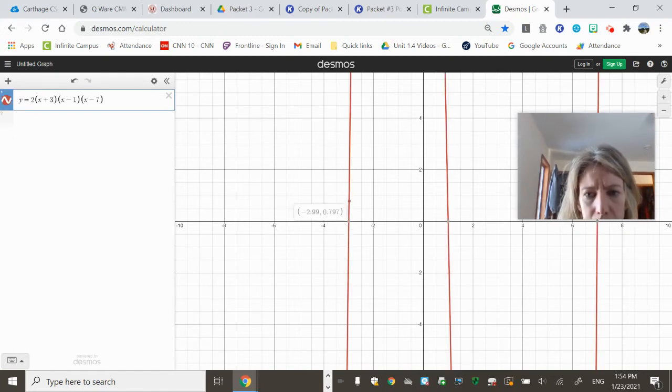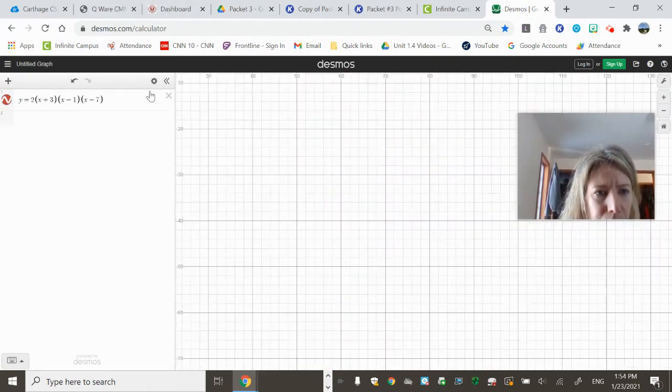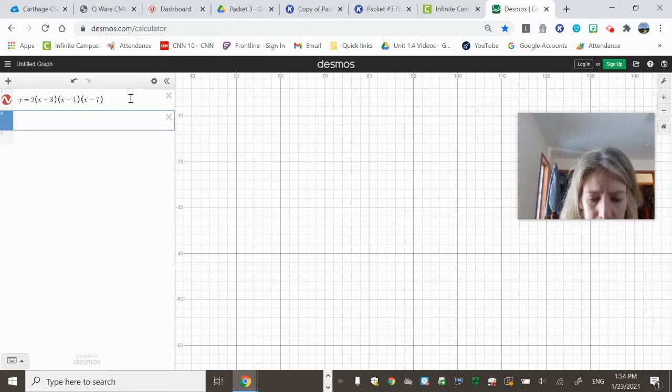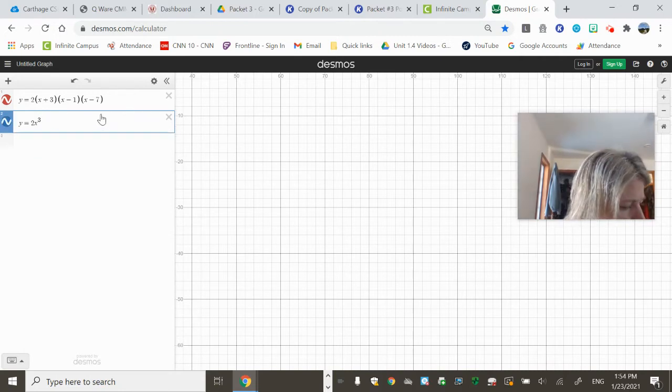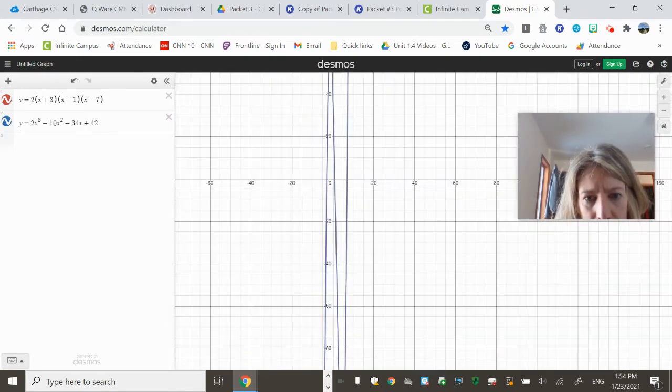Okay, and this is a cubic. If I zoom in, or I know it just went away, I'll bring it back. I'm going to type in the standard form that I had, 2x cubed minus 10x squared. Then it was minus 34x, and then plus 42. And if you notice, the graphs are right on top of each other.